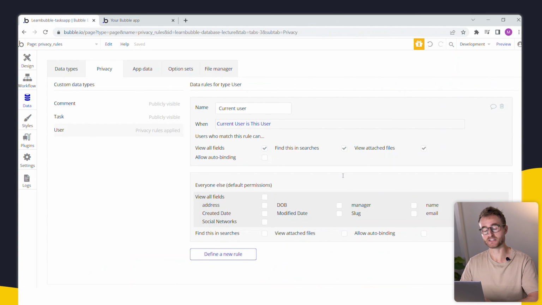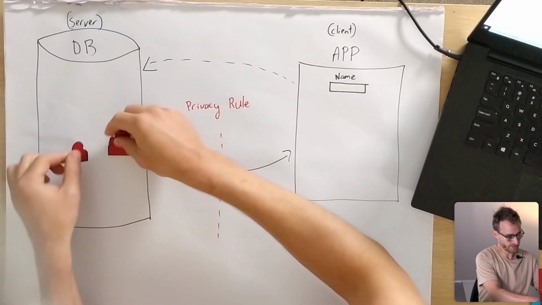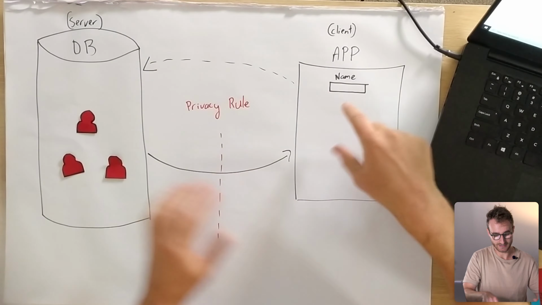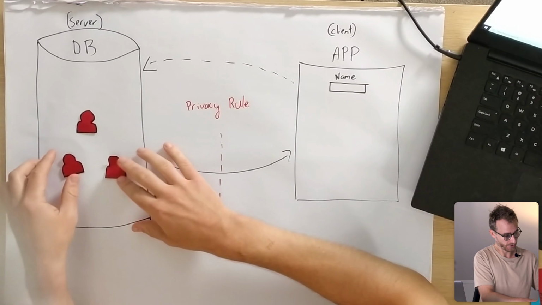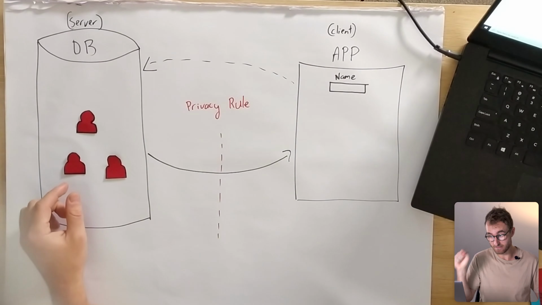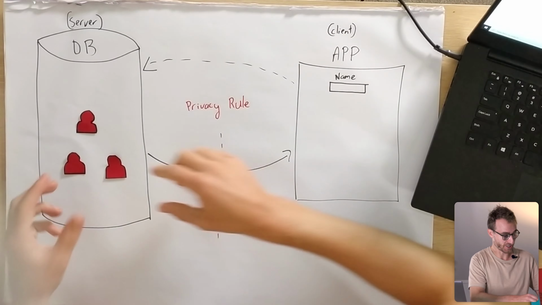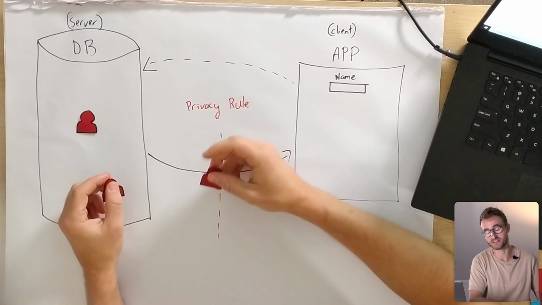So this, find this in searches, says, look, if there are all of these users in the database and the app is saying, I want you to send me these users, so we're doing a search for users, okay? I only want you to find the users that meet this privacy rule, which essentially means you can't send back any users that don't meet the privacy rule. That's another way of saying it.